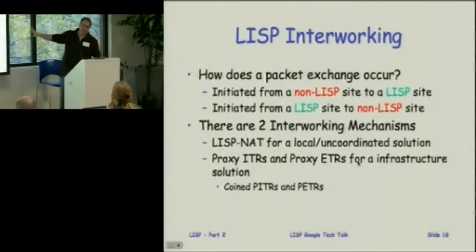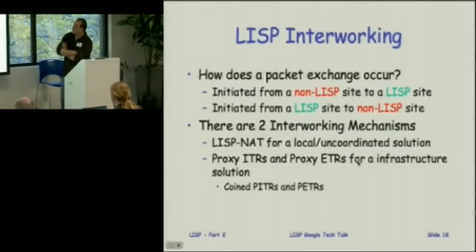Again, pay attention to the coloring here because a non-LISP site has locator addresses, which means they're addresses that are routable on the internet, where the LISP sites have green addresses, which are EIDs, which are not routed underneath. So remember, when a packet goes from a non-LISP site to a LISP site, you always have to ask the question, how's it going to get there if there's not a route in the underlying network? So we're going to show how a packet's initiated from a non-LISP site to a LISP site and vice versa.